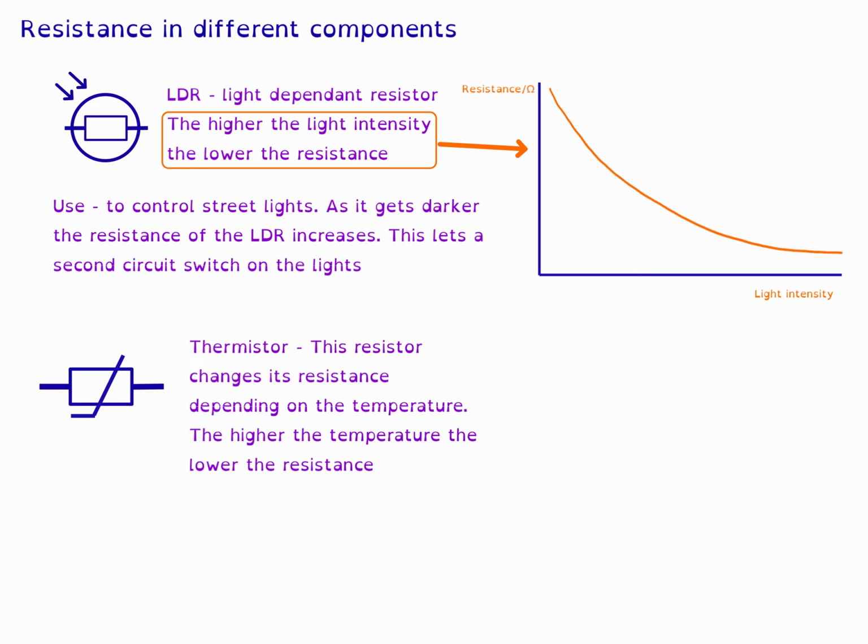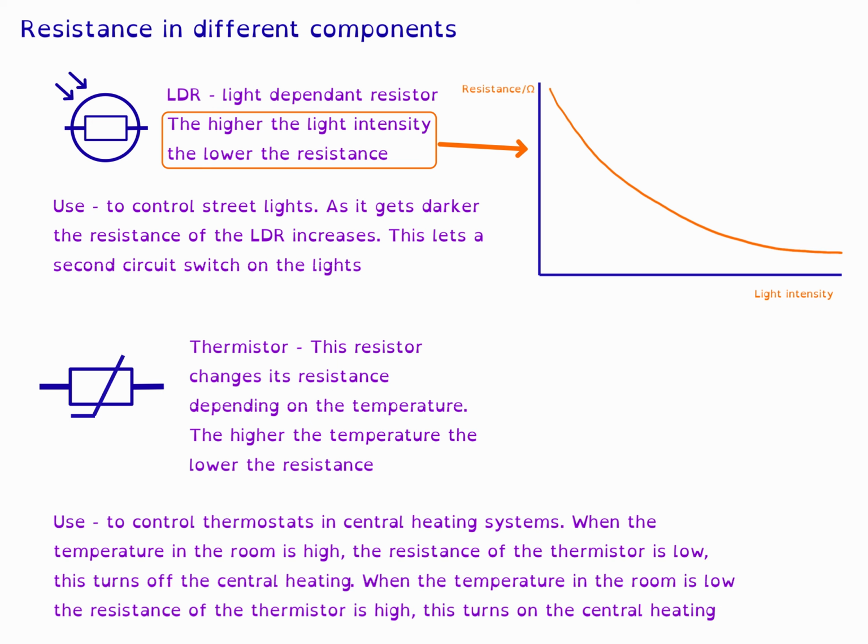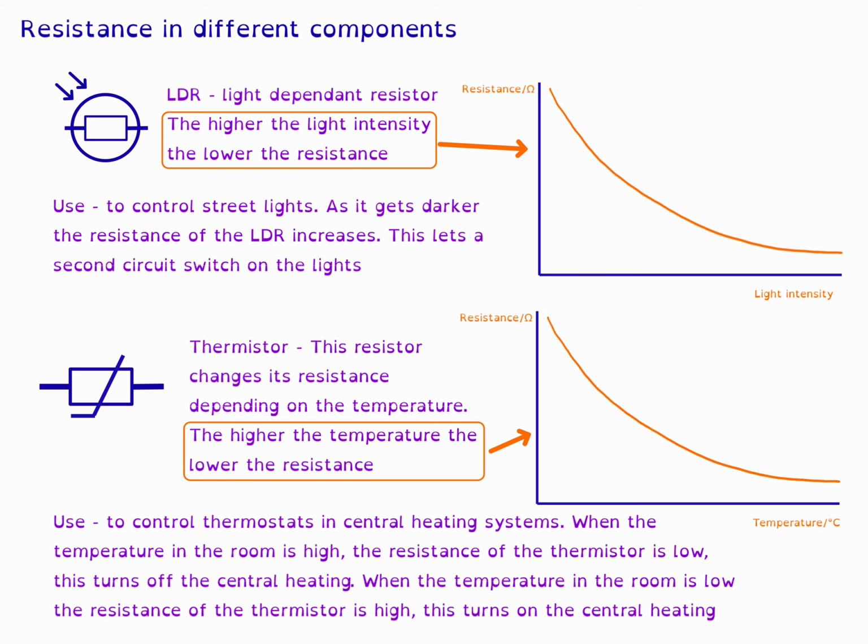This is the symbol for a thermistor. This resistor changes its resistance depending on the temperature. The higher the temperature, the lower the resistance. A use is to control thermostats in central heating systems. When the temperature in the room is high, the resistance of the thermistor is low, and this turns off the central heating. When the temperature in the room is low, the resistance of the thermistor is high, and this turns on the central heating. The graph shows you how the resistance changes with the temperature of a thermistor.